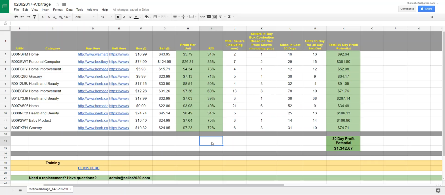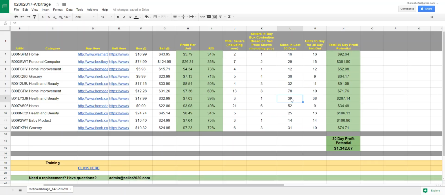So instead of using BSR, we just cut straight to the chase and go straight after the sales volume here. So in column L here, you can see sales in the last 30 days. Now we've gotten pretty good at estimating these sales. They're not exact, but they're pretty close, within 80% most of the time, I would say. So within 80% accuracy, you're looking at sales that happened in the last 30 days rather than looking at BSR.